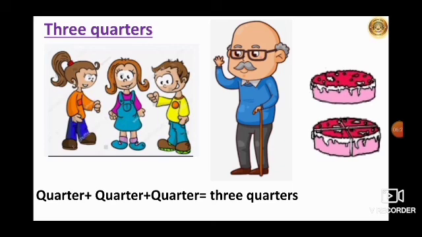So grandfather gave his 2 granddaughters quarter plus quarter, that is half. He gave his 3 children quarter plus quarter plus quarter, 3/4 of the cake. 1/2 and 1/4 also makes 3/4 of the whole. Have you all understood? What did the grandfather do? He has cut the cake into 4 equal parts and he has given his grandchildren a quarter part each. So 3 children are there, so quarter plus quarter plus quarter is equal to 3/4.